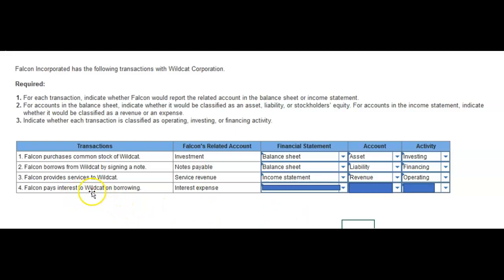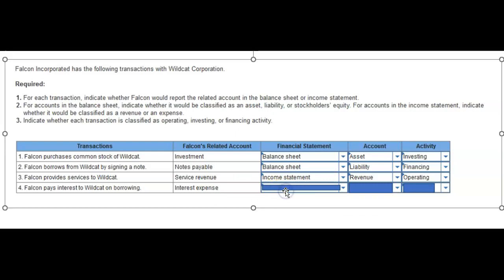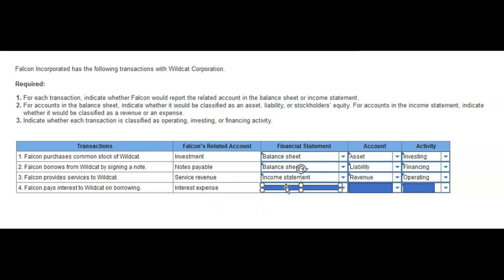Now, then they pay interest to Wildcat on the borrowing. Now, this can be confusing at times. Since it's interest expense, we're not paying back the note. We're not making a payment of any kind. We're just incurring the interest. We treat that interest on the income statement. That's an expense, and all revenues and expenses at this point in our accounting understanding will be treated as an operating activity.